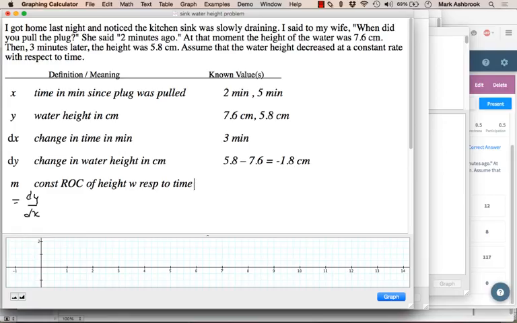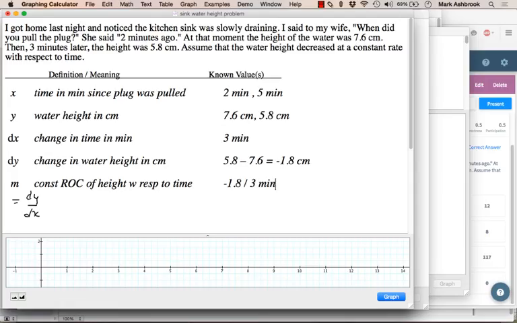So, constant rate of change. It's not given in the problem, but we can calculate it, right? We can calculate it. And so here's the thing. To calculate that, we're going to do the change in y over the change in x. So what is our change in height that we know? And what's our change in time? All right, so most of you said 3, okay?